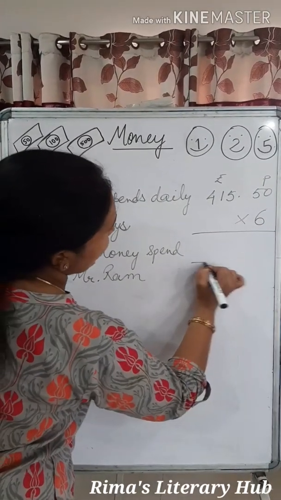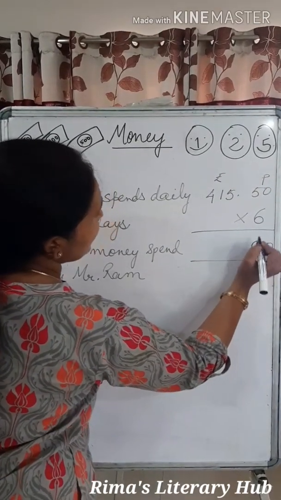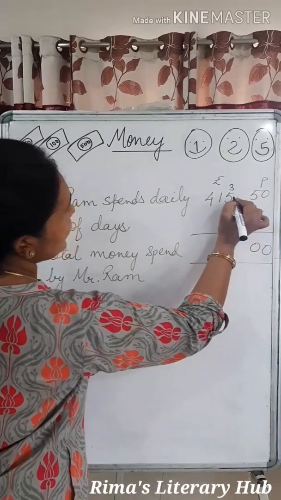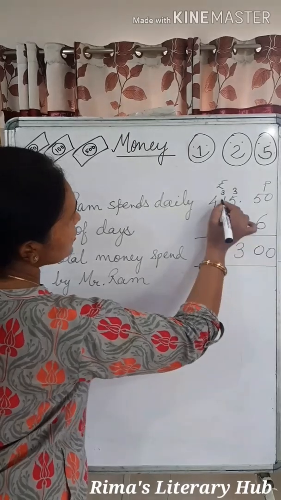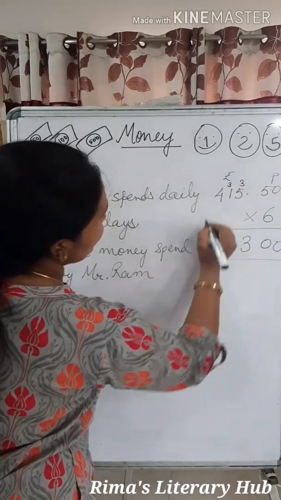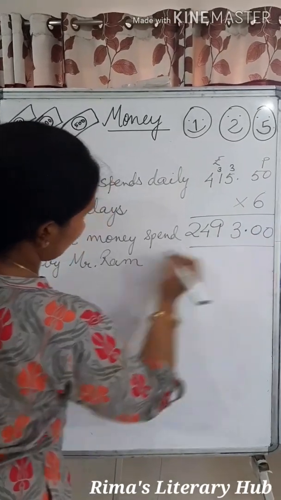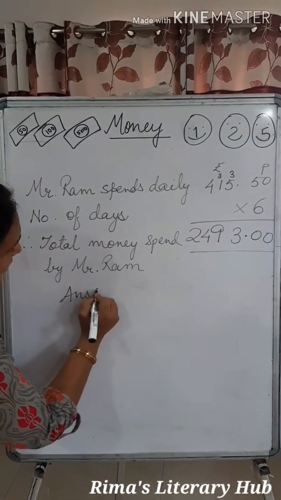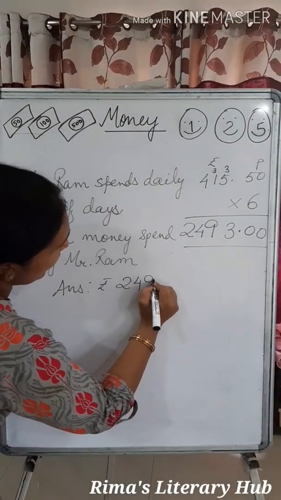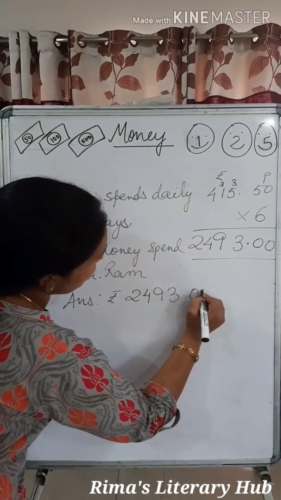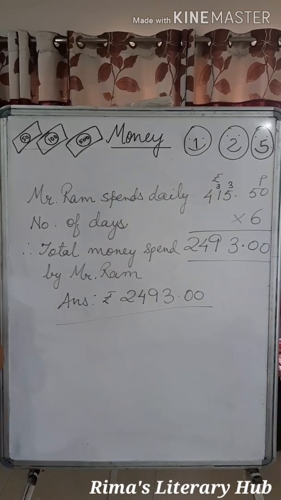Multiply it once again. 6 zeros are 0, 6 5s are 30. Carry this 3 over here. 6 5s are 30 plus 3, 33. Carry the 3, another 3 here. 6 1s are 6 plus 3, 9. 6 4s are 24. Same thing. 2 places. Put a point. Answer, how much money does he spend in 6 days? Rupees 2,493 rupees 00 paise. That's all for multiplication. I hope the multiplication is clear.